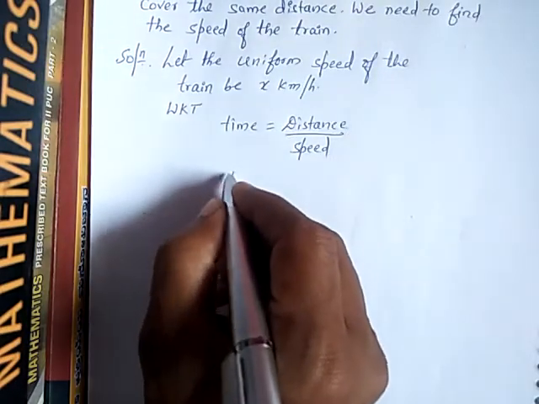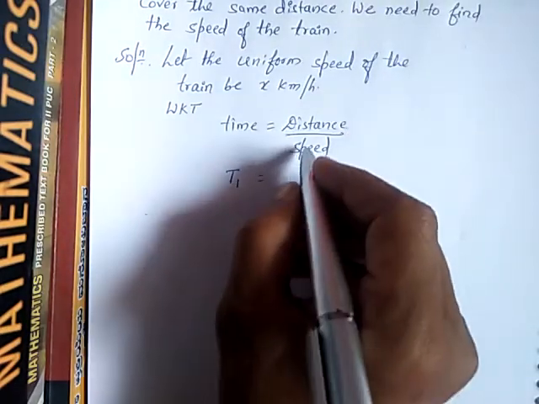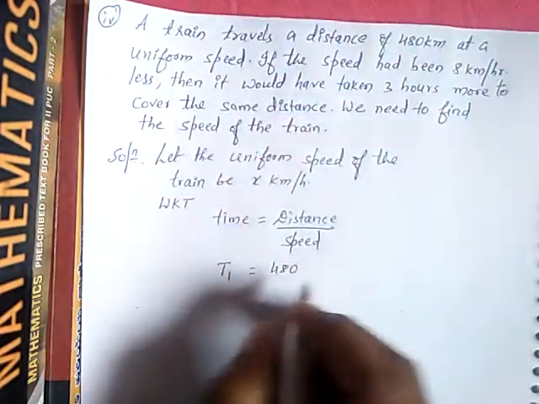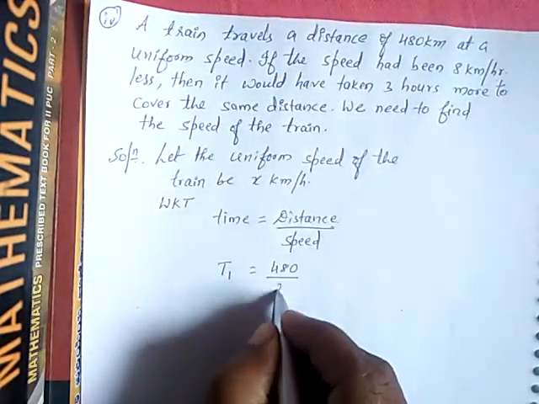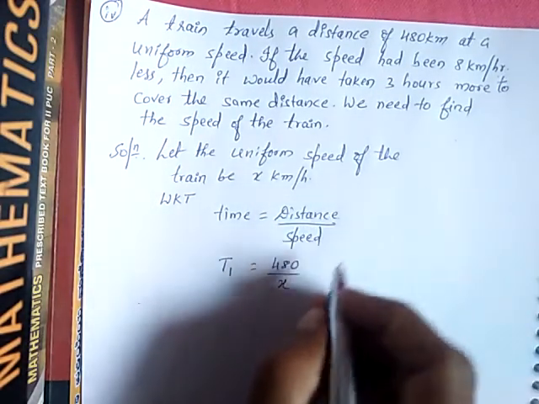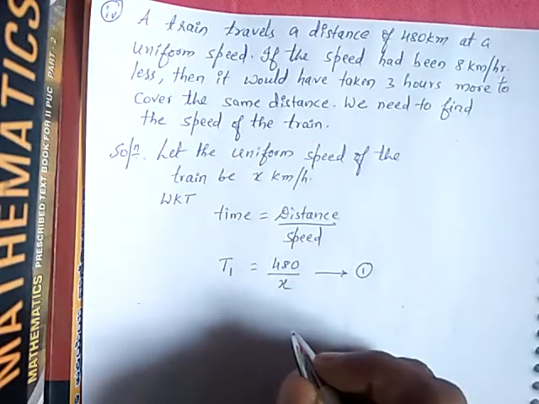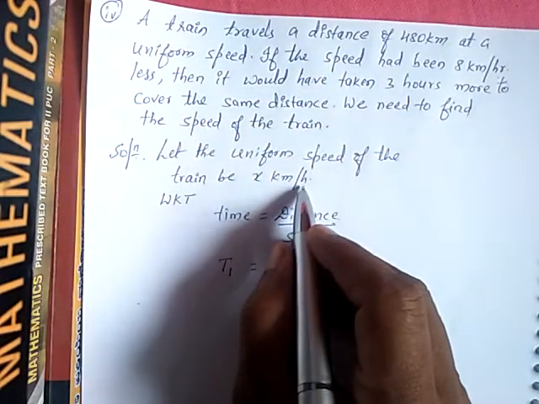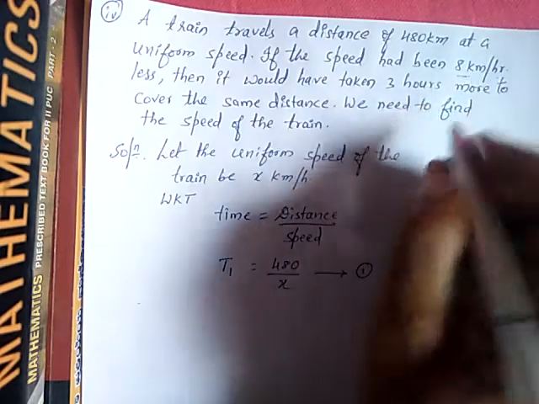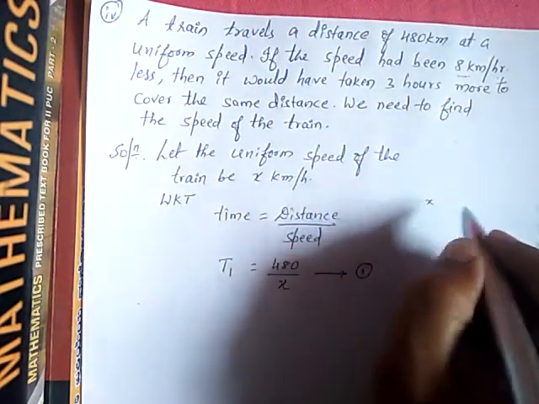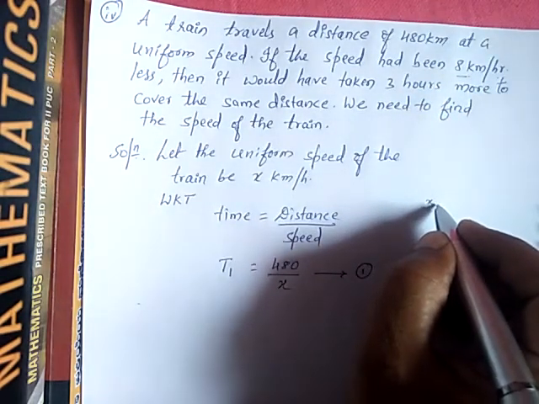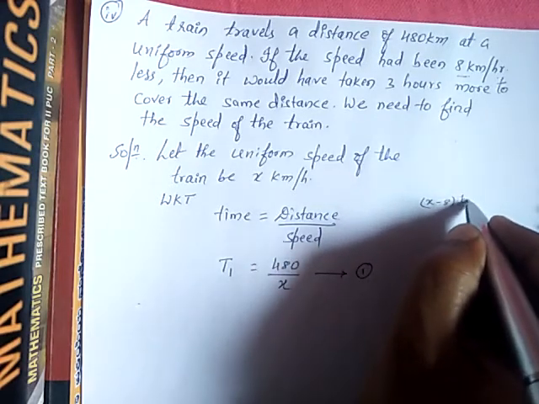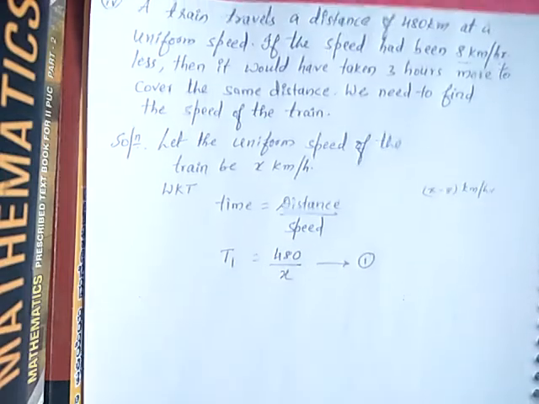So suppose for the first one, if I take t1, the distance is 480 kilometers. It is given already, it is given here, 480 kilometers. So what is the uniform speed here? x kilometers per hour. We will call this equation number 1. Next, it is again given that it is 8 kilometers per hour less than the uniform speed x. Suppose it travels x kilometers per hour, then 8 kilometers less means it is traveling at x minus 8 kilometers per hour.